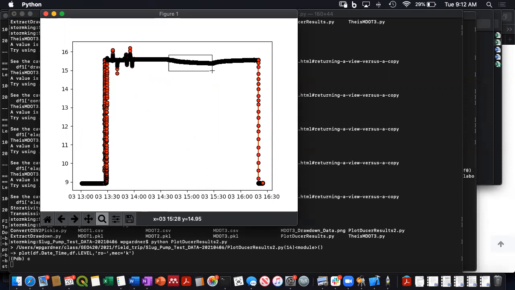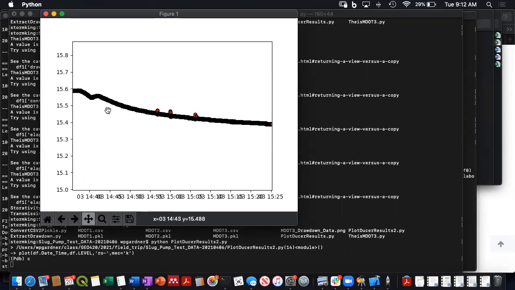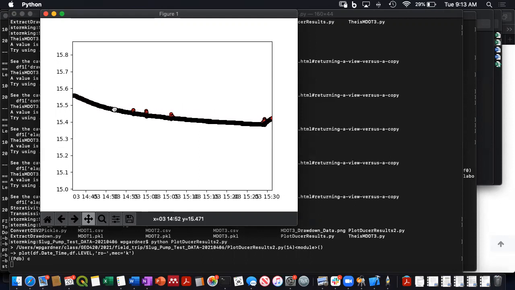All right, so here's the start of our pump test. So here's us sort of bumbling around, trying to get that damn pump to work, right? And then we finally got the pump working. So right here is where I actually started the drawdown curve. And the water level goes from about 15.55 down to 15.38, so it should be about 0.2 meters. You could use either one. You're not going to get a massively different hydraulic conductivity.